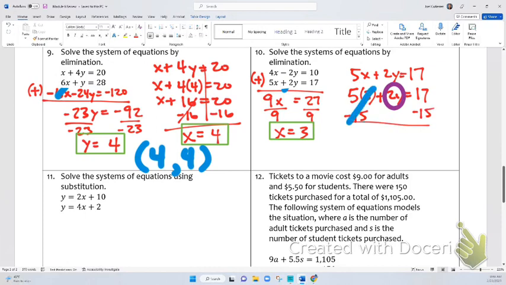Those go away. I end up with 2y is equal to 2. Divide both sides by 2. You end up with y equals 1. Once again, always make sure that you write your answers in ordered pairs. So in this case, my answer is simply going to be 3 and 1.